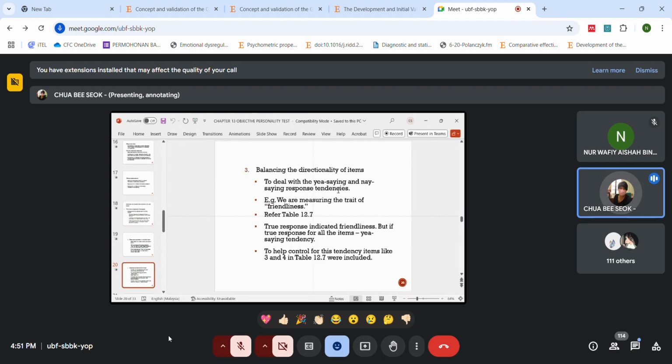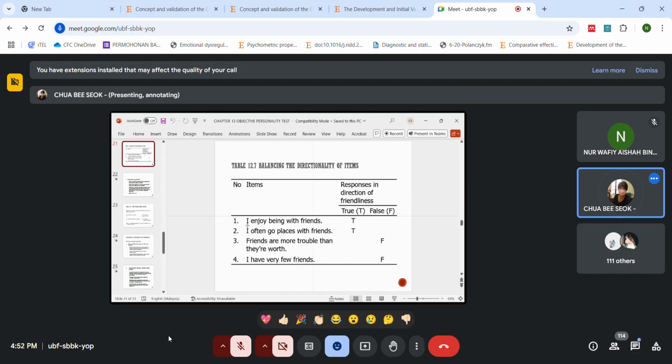To deal with the yes-saying and nay-saying response tendency, you still remember yes-saying, maybe from the beginning until the end agreeing, and nay-saying, disagreeing answers. To deal with these kinds of problems, we can use balanced directions of items. So you have 5 positive items and 5 negative items. Refer to this table.